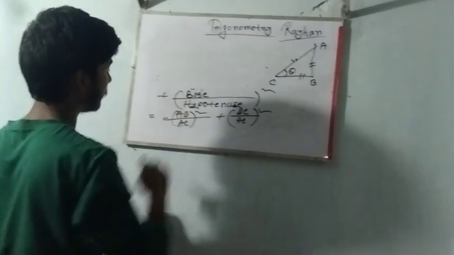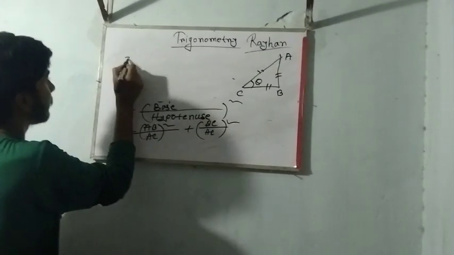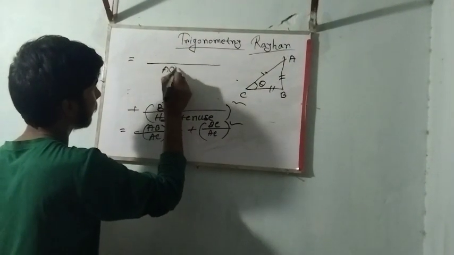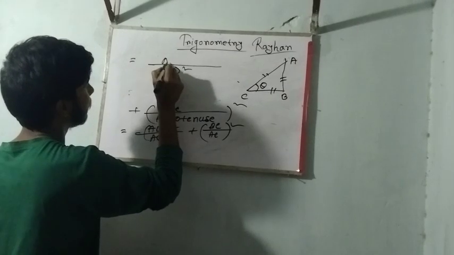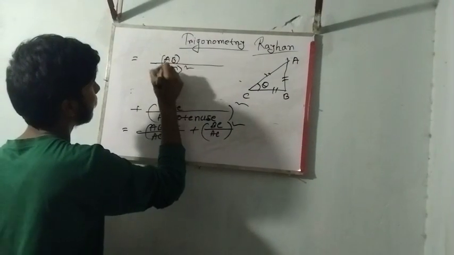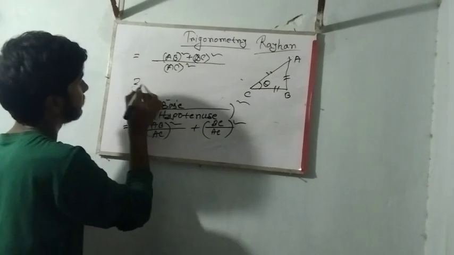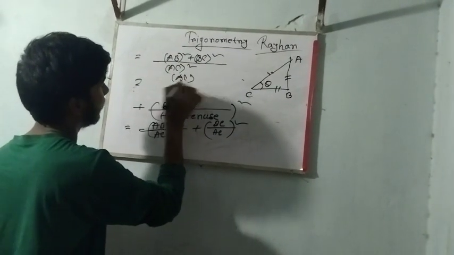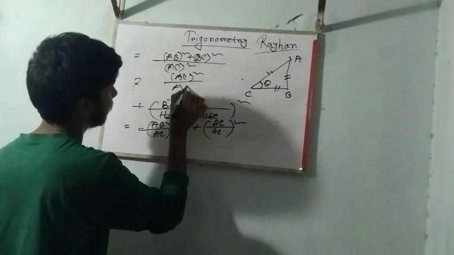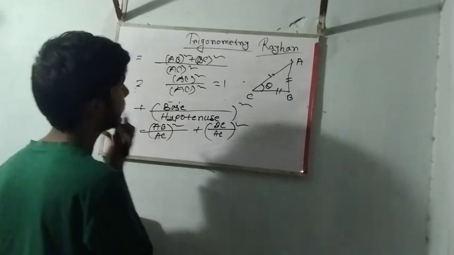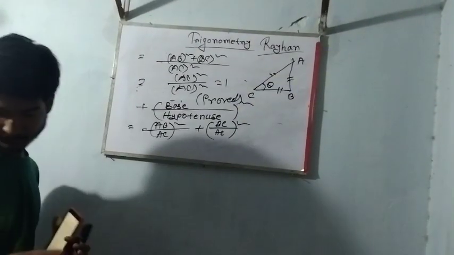AB square plus BC square, and this is AC square divided by AC square. That means 1. So this identity of sine square theta plus cos square theta is equal to 1.